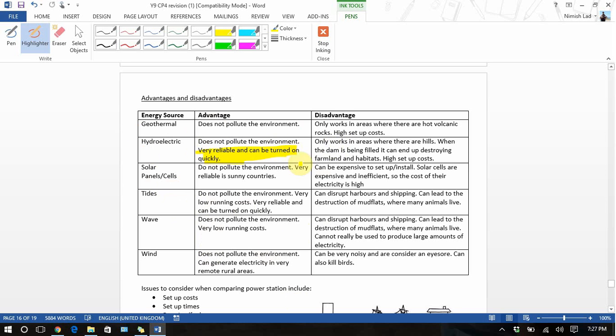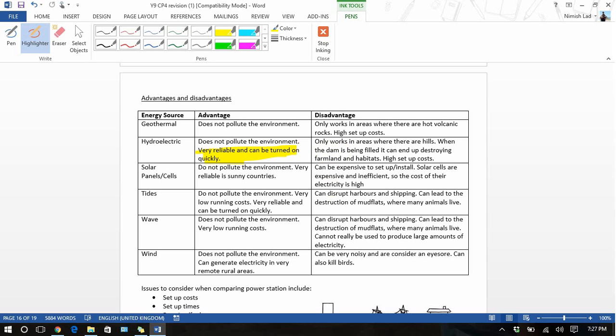The disadvantage for each of these: geothermal only works for certain locations. Hydroelectric only works where there are hills, and it also destroys habitats and farmland potentially. Solar panels, expensive to set up, and only work when it's sunny. Tides can disrupt where ships go, can lead to some animals having to leave where they live.